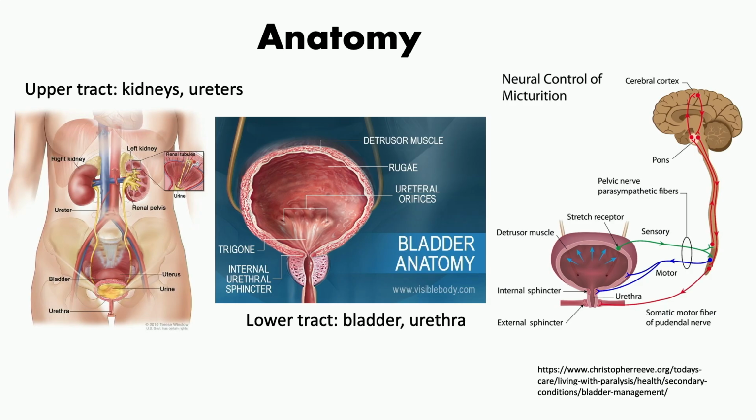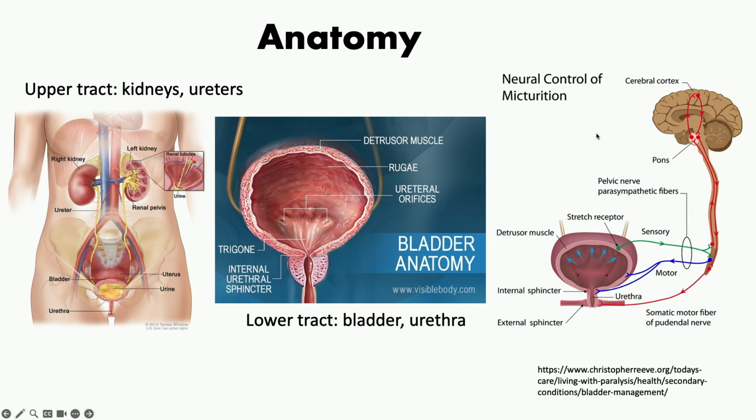I think it's important to understand, when we talk about the GU system, the upper tracts, kidneys and ureters, and then the lower tract. We focus mostly on the lower tract, but we're really trying to protect the upper tracts from damage, because 50 years ago, the number one reason that spinal cord patients would die was renal failure. And then lastly, the neural control of micturition. With all that's happening, it is autonomic, but there is input from the brain. And so all of this is altered when somebody sustains a spinal cord injury.